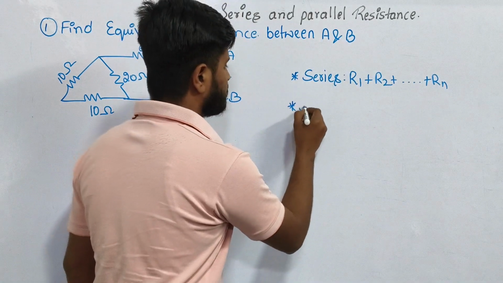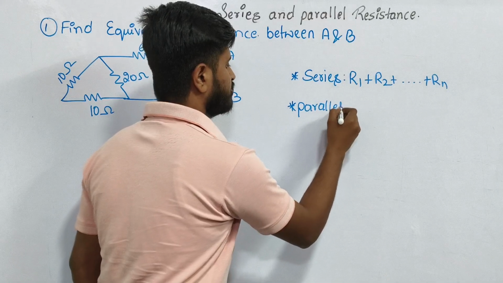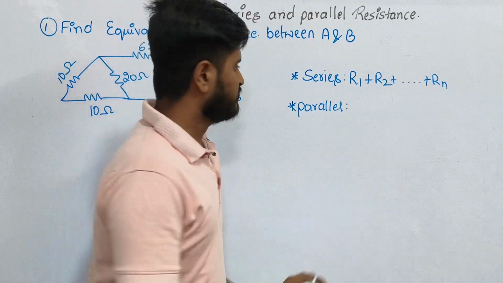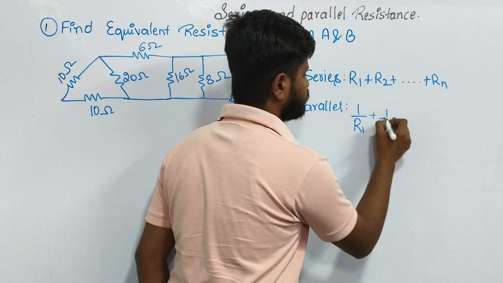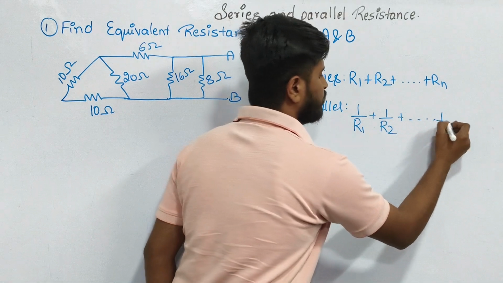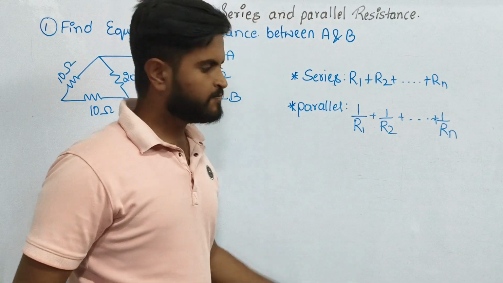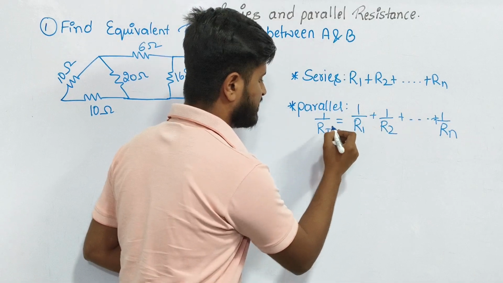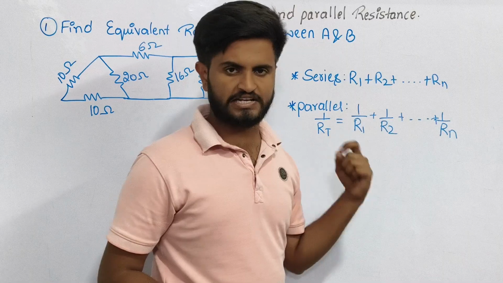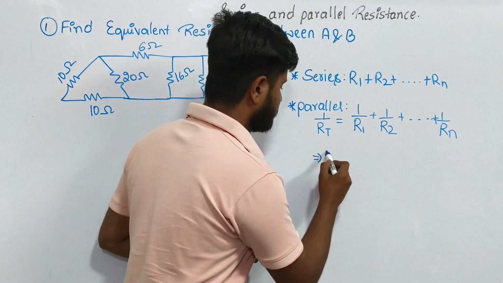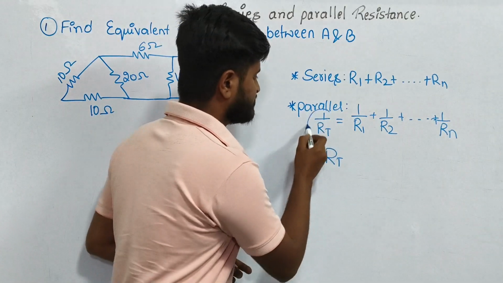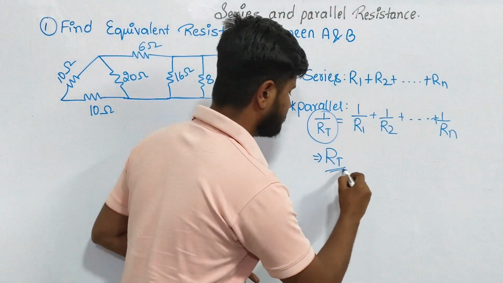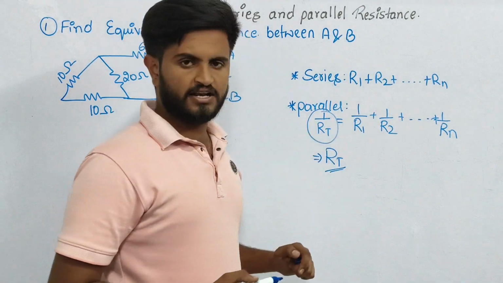Now if we see the condition of parallel resistance, in this condition we reciprocate the resistance values and then add. So you have 1 by R1 plus 1 by R2 plus up to 1 by Rn. Since the values are reciprocated, the total will be in the form of 1 by RT. So at the final stage, you must reciprocate the total value. After addition, if you reciprocate, you will get the final equivalent resistance of the parallel circuit.